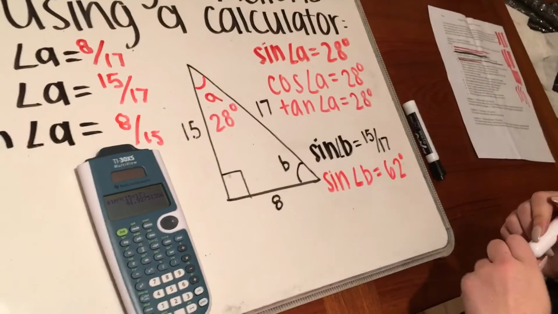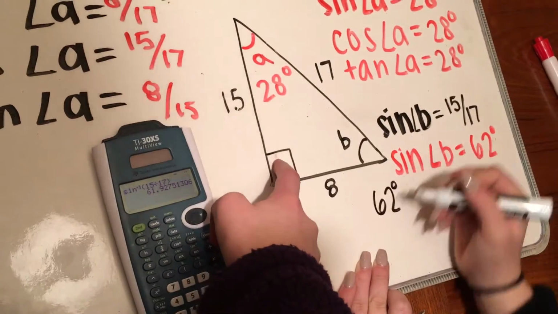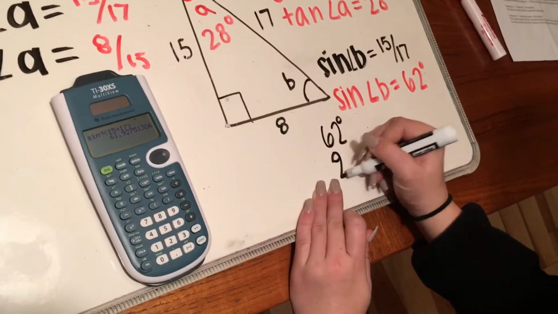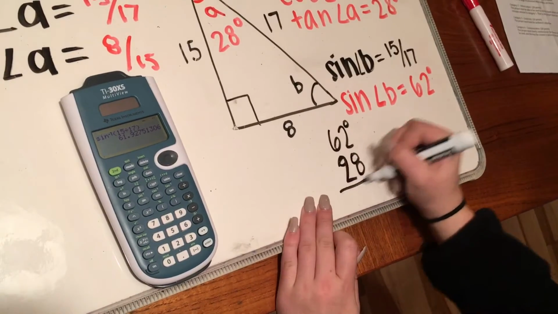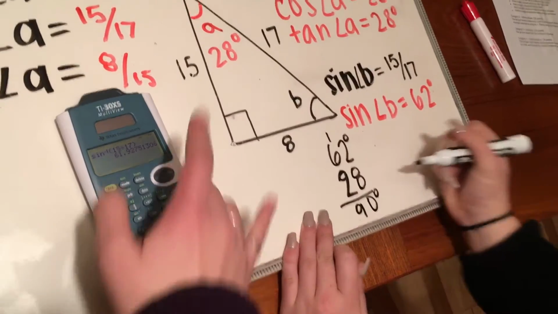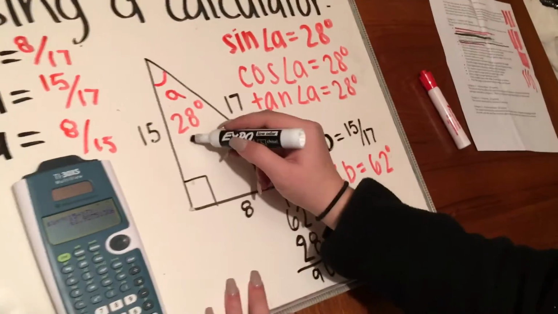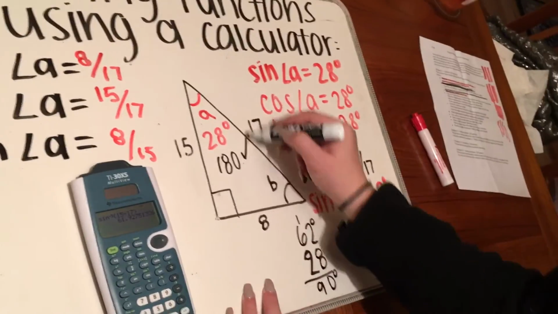And to check if we got it right, you know that this is 90. Oops, my bad, 28 degrees. 62 plus 28 is 90. And that's perfect, because these two angles have to equal 90, because with the right angle's 90, it equals 180, and that is the sum of all three angles of a triangle. So it checks out. Woo!